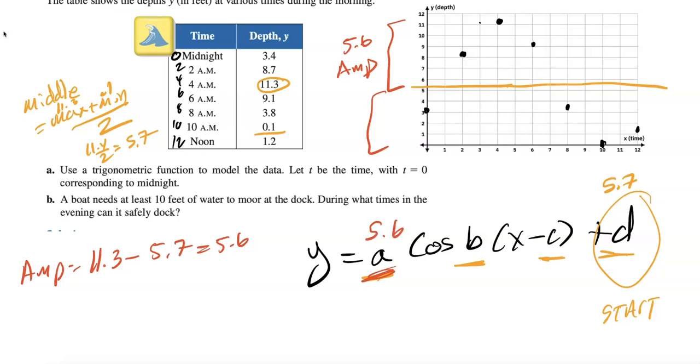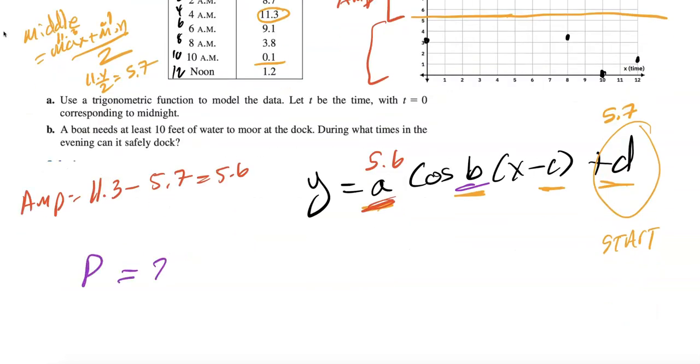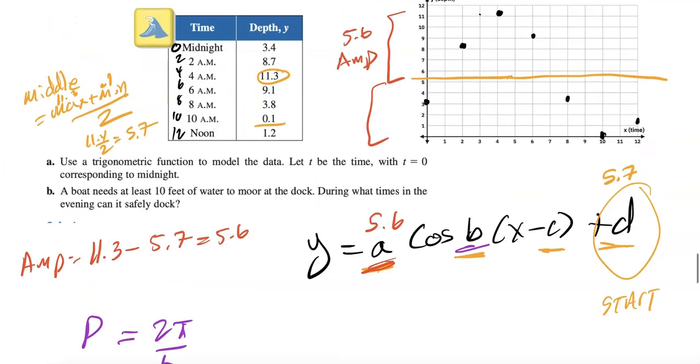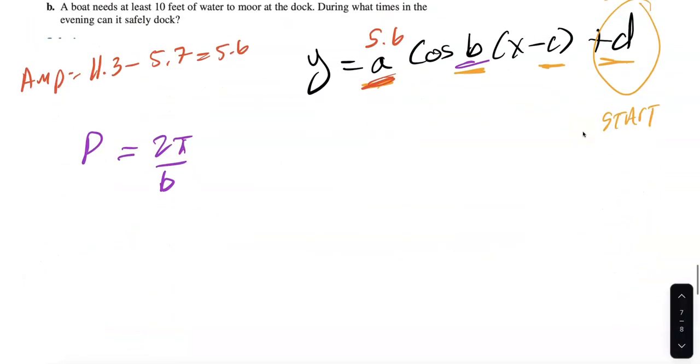Okay, so only two more left. B, that's the period. Remember, the way we find B is always the same: the period equals 2 pi over B. And what's the period in this case? Well, it rotates every 12. So it goes from midnight to noon. So that's a 12-hour period. So this guy's just 12.